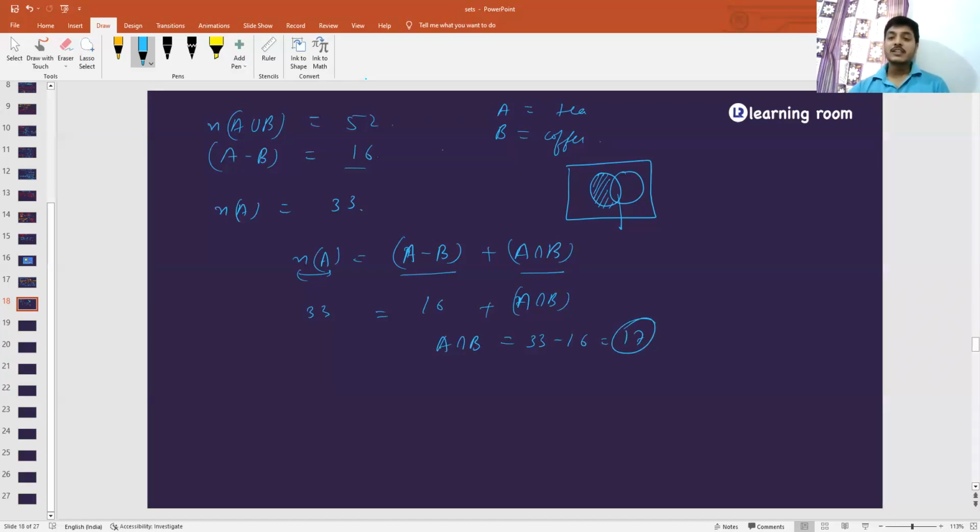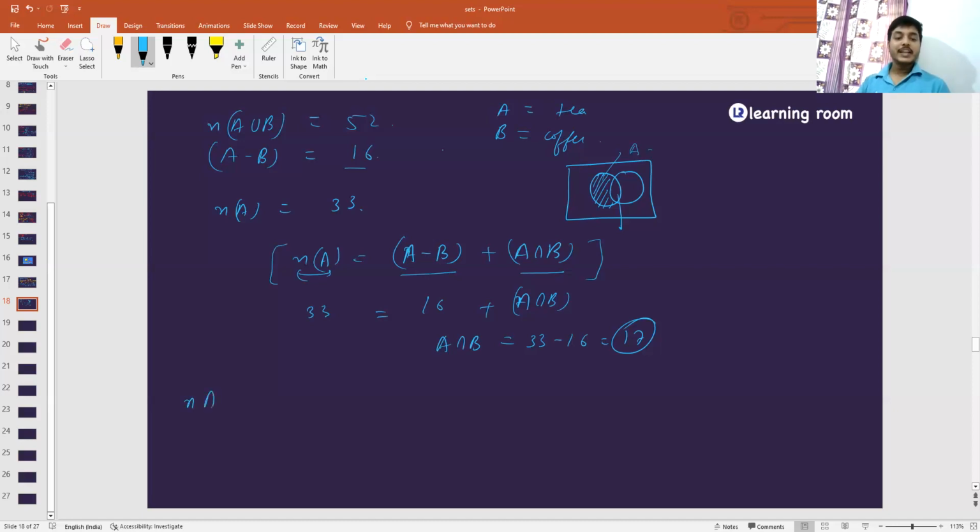Understood? He solved this. Rishant solved through Venn diagram, and this is the logical operation. Got it? Na is equal to A minus B plus the intersection part. From there you can get the whole of the set A. You have to imagine this. Second part that you have to see.